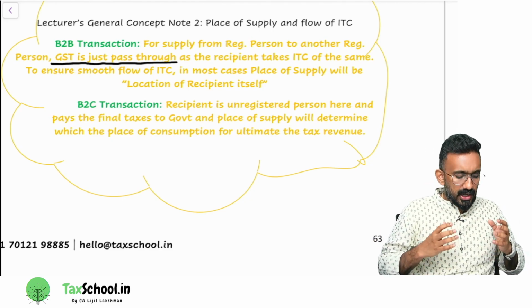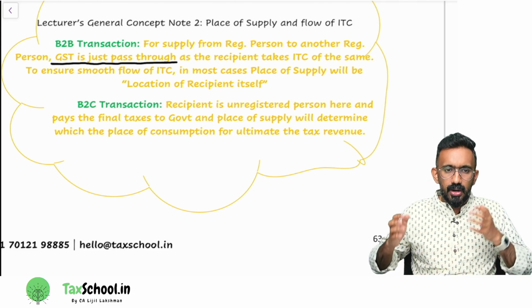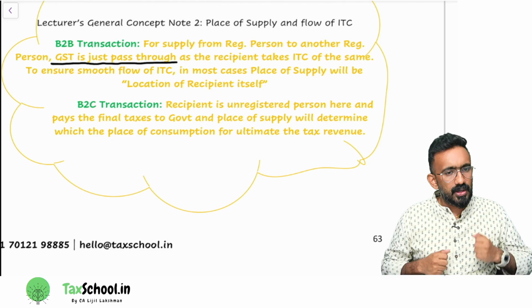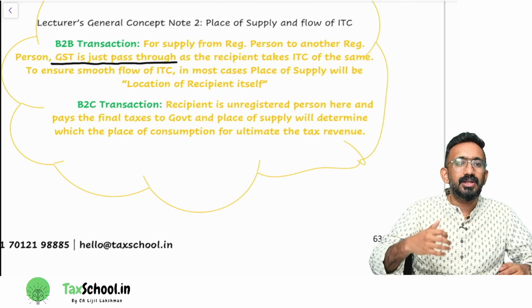Why? I am paying taxes. See, I am making supply to another registered person. Whatever tax I collect from the customer, whatever tax I deposit to the government, my customer is going to take full credit because it is a B2B transaction.